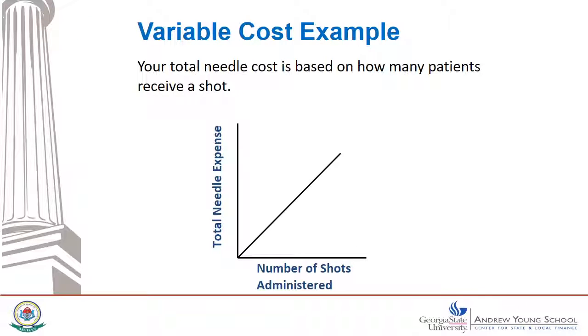A variable cost graph shows that as the number of shots administered increases, needle expense increases 1 for 1. That curve holds until you can get a price break on your per needle price by buying a higher volume of them, since most vendors do give a price break for buying in bulk. In summary, managers gain valuable insights into their business and services by considering cost behavior and how changes can impact the costs of services.